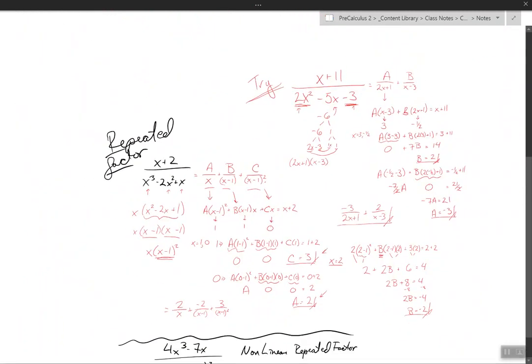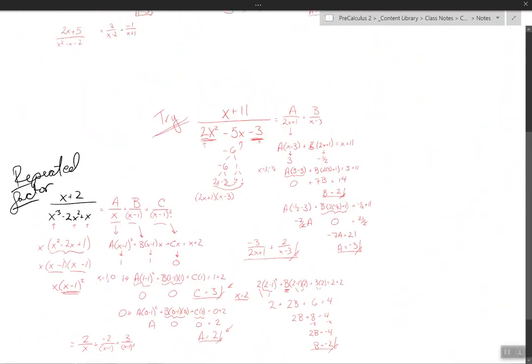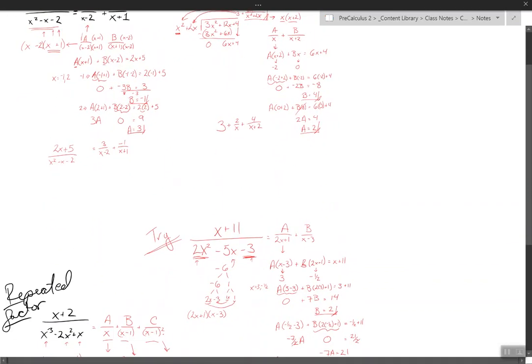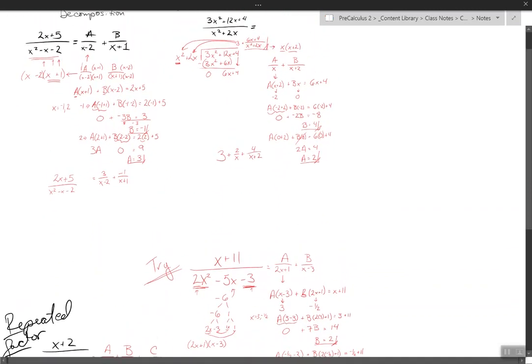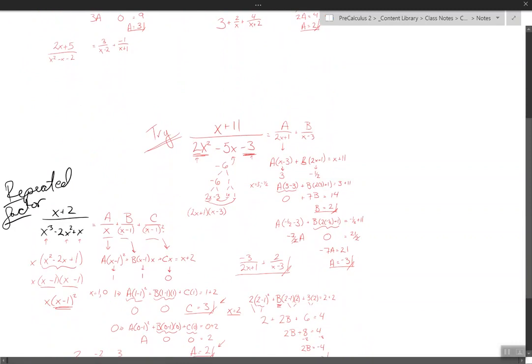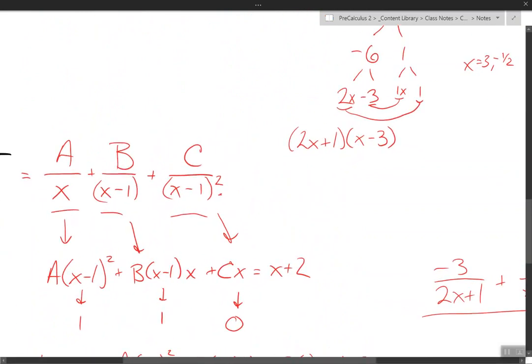So if we look back at this, those are the 3 that you should be able to do. They all basically become the same process with a little different start. So for the improper fraction, start with polynomial long division. For the repeated factor, we have to recognize it's repeated and then make sure we account for that with the denominator and squaring it.